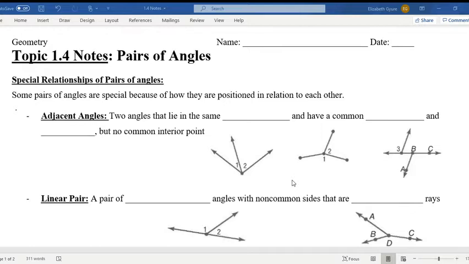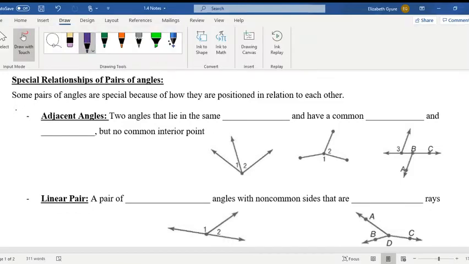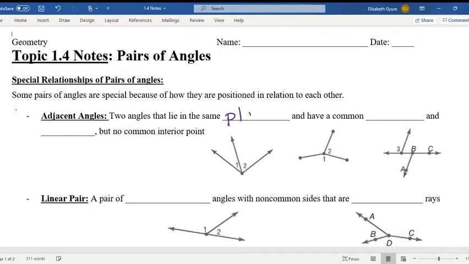So our first angle relationship here is called adjacent angles. So adjacent, think like the house adjacent to yours, right? It's next door. So adjacent angles are two angles that lie in the same plane and have a common vertex and side, but no common interior points.